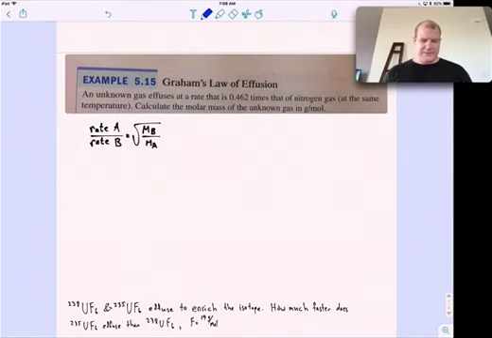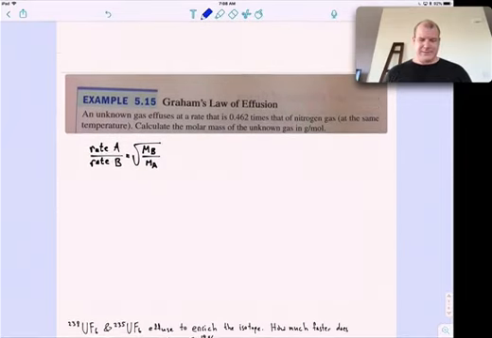Okay, so an unknown gas effuses at a rate that's 0.462 times that of nitrogen gas at the same temperature. Calculate the mass of the unknown. So the rate of A over rate of B is the square root of the molecular weight of B over the square root of the molecular weight of A. So 0.462 equals the square root of nitrogen gas, 28 grams per mole, over X, our unknown.